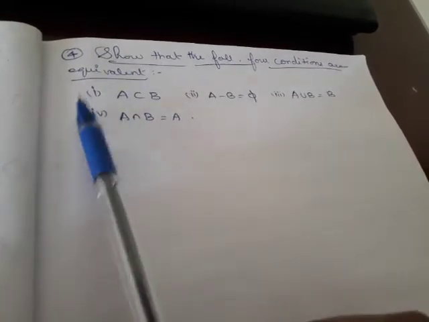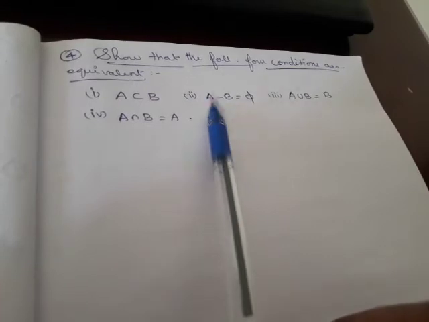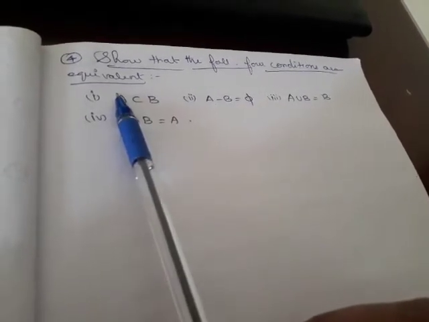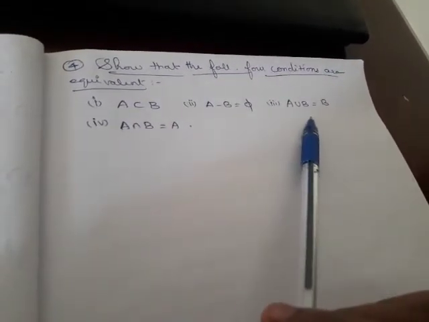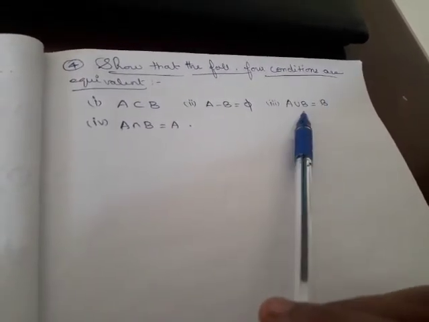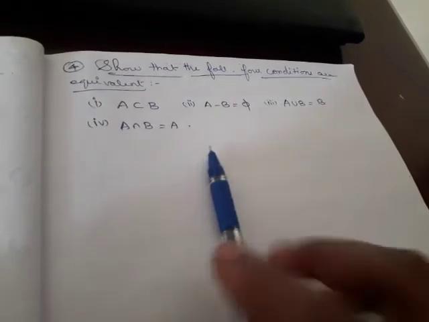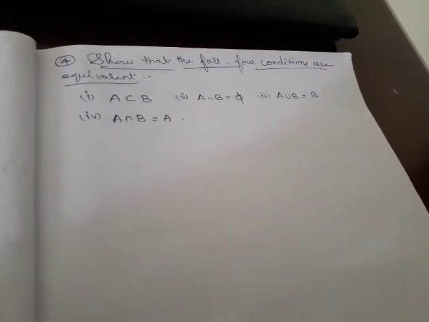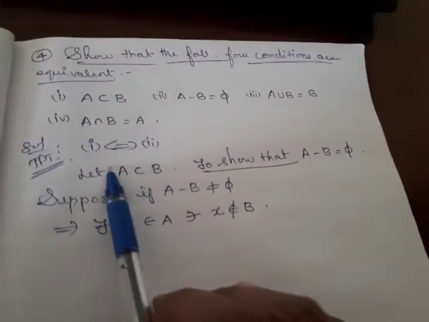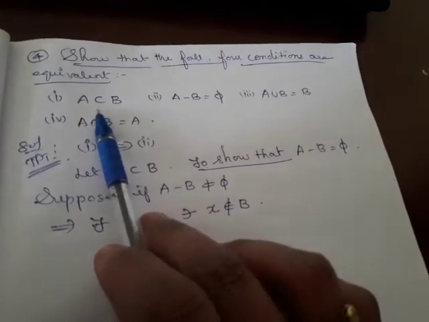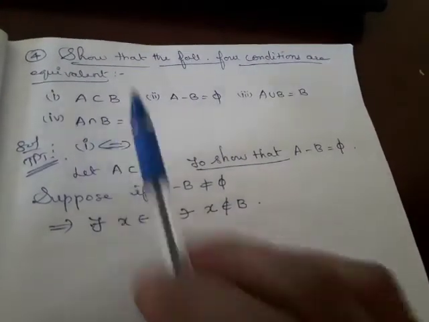So what we are going to prove here? Here we are going to prove that statement 1 implies statement 2. Similarly, statement 2 implies statement 1. Likewise, we are going to relate A is a subset of B will imply A union B is equal to B, and A union B equal to B will imply A is a subset of B. Likewise, we are going to prove all the 4 conditions, right? So let us start with the first one. First we are going to prove first statement implies second and second implies first.